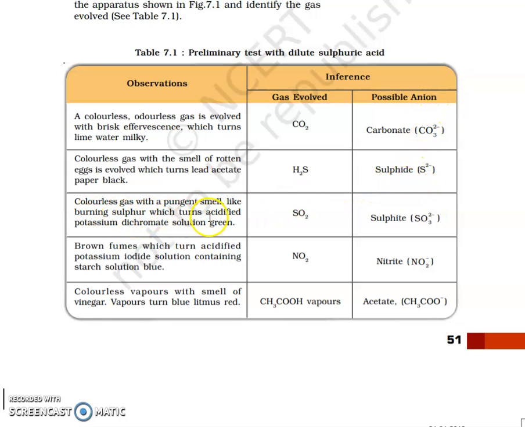A colorless gas with a pungent smell like burning sulfur, which turns acidified potassium dichromate solution green. The gas evolved is sulfur dioxide and the possible anion is sulfite. Brown fumes which turn acidified potassium iodide solution containing starch solution blue. The gas evolved is nitrogen dioxide and the possible anion is nitrite ion. Colorless vapors with a smell of vinegar turn blue litmus red. The vapors are acetic acid and the anion is acetate, CH3COO-.